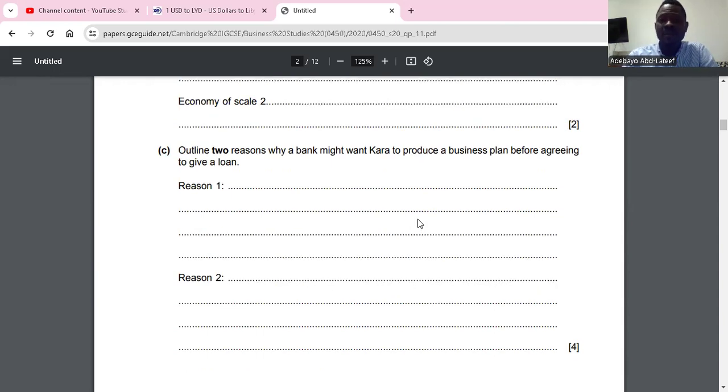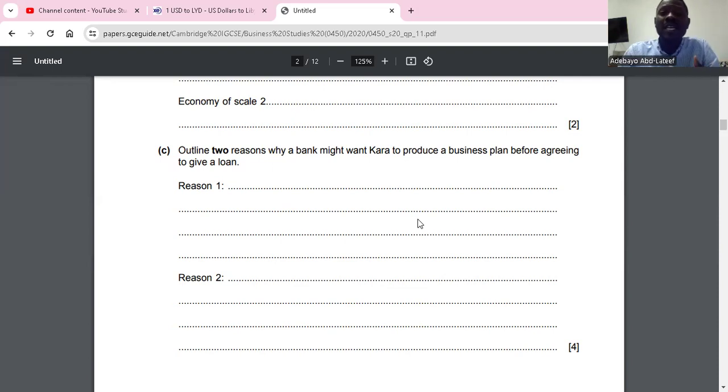Analyze reasons why a bank might want Kara to produce a business plan before agreeing to give a loan. So first, before we go into the reasons, what is a business plan? The business plan is a strategic document that outlines the goals a company must reach and the time frame within which it has to reach them. So, this is our plan. This is what we are aiming at. We've set it. So we're going to get to these points within this time frame. So whenever you talk about a business plan, it must contain the goals of the business, how it wants to achieve them, and the time frame. I think the point is clear there.